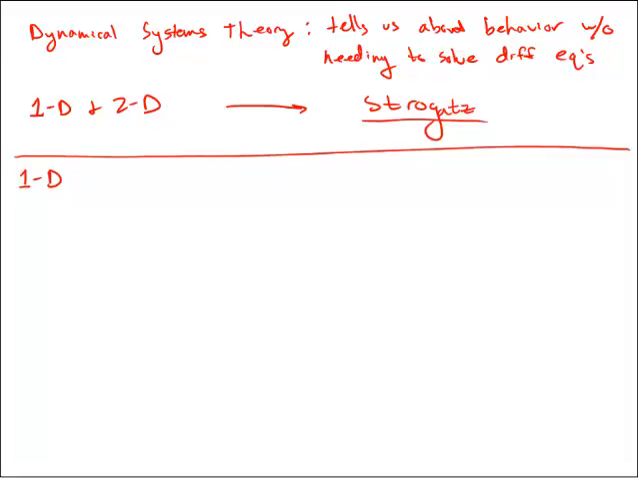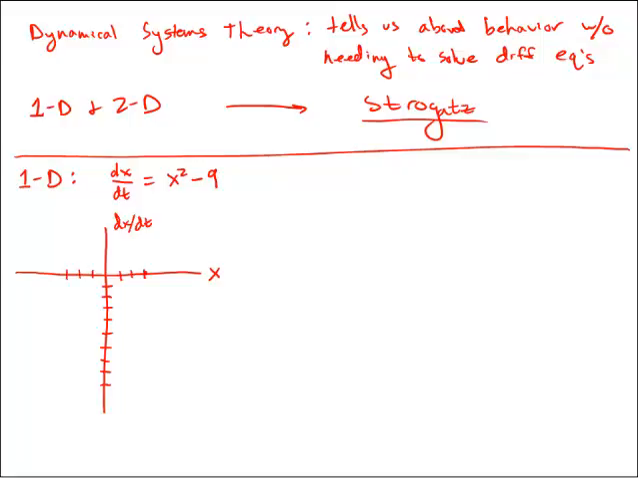Well, we only have one dimension, so we only have one equation. Here's an example of a one-dimensional dynamical system: dx/dt equals x squared minus 9. So first, just to get a feel for things, let's plot this out. Our x-axis will be x, and our y-axis will be dx/dt. The y-intercept is minus 9, and the x-intercepts, you can see, are 3 and minus 3. And this is just a parabola.